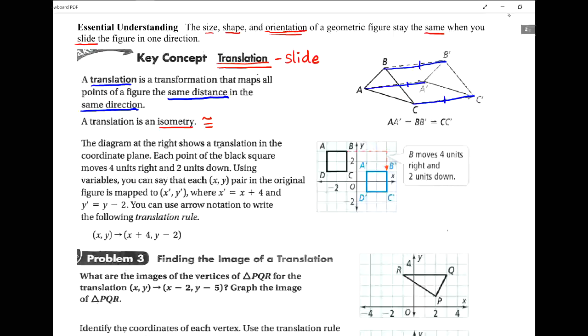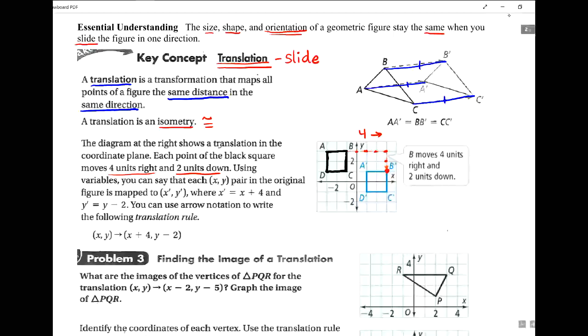So let's look at our example here. We show a translation in the coordinate plane. We start with our black square here. Yours isn't quite as black. So we start with our black square, and we move it 4 units right. So we go over 1, 2, 3, 4 units to the right, and then we go 2 units down. 1, 2 units down.